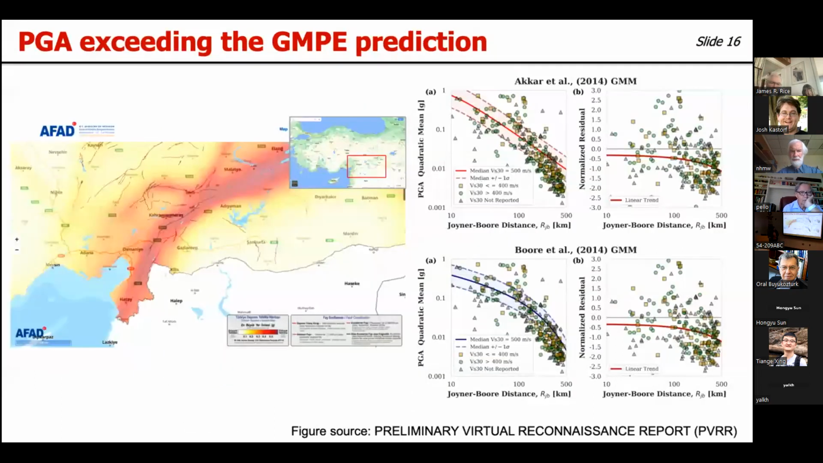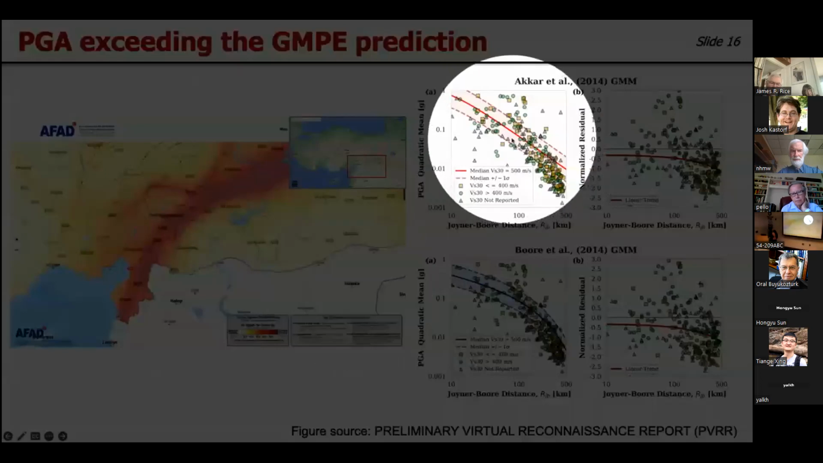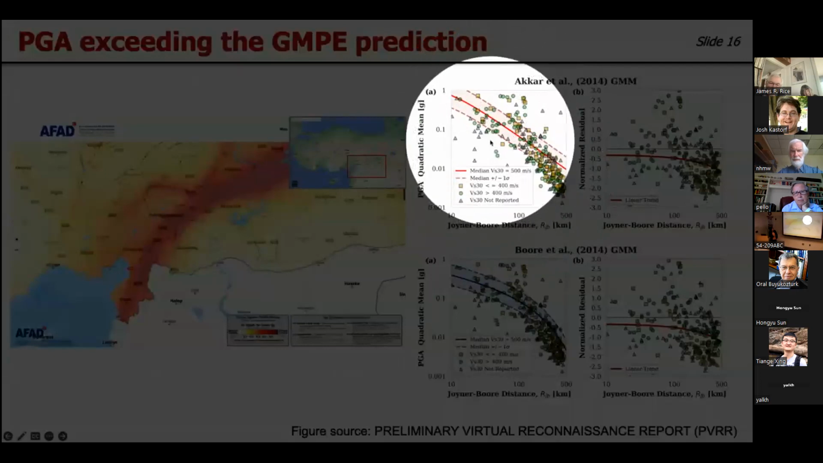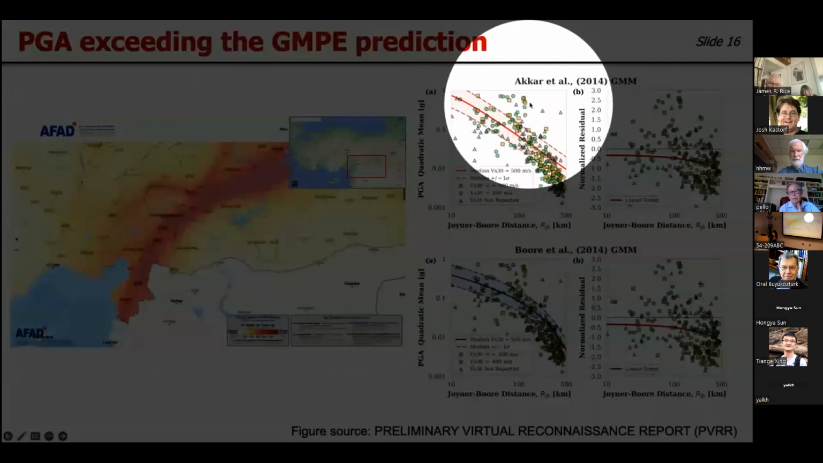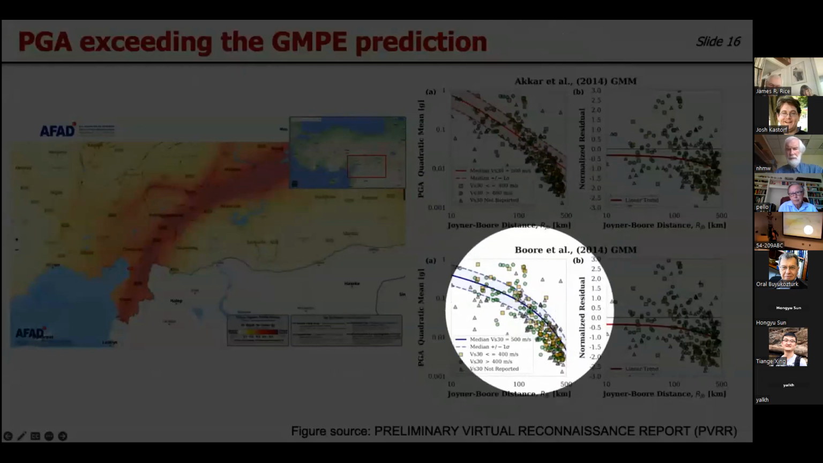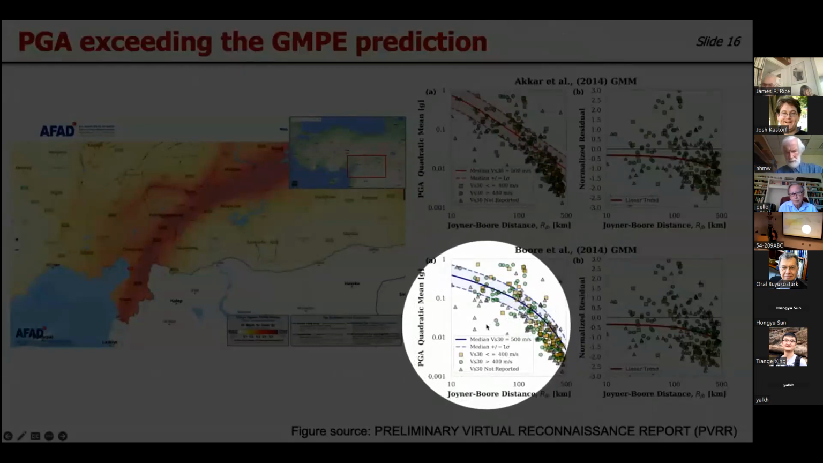And also look at the comparison between the ground motion prediction equation and the recording. So the red line here is what the GMPE predicted. The ARCA and the Boole are just two famous, popular ground motion prediction equations.